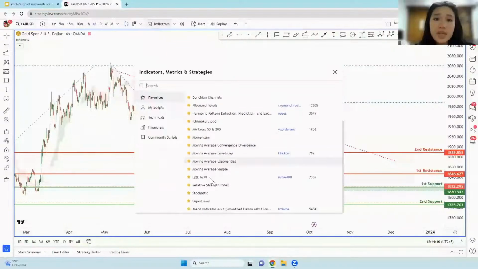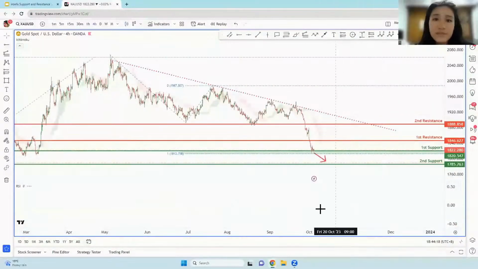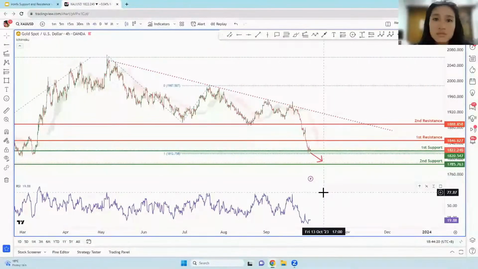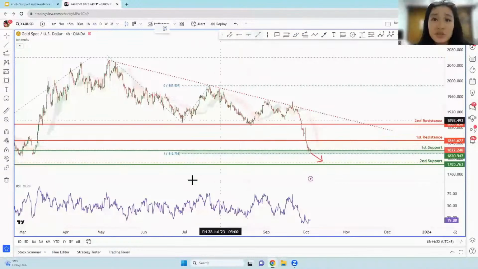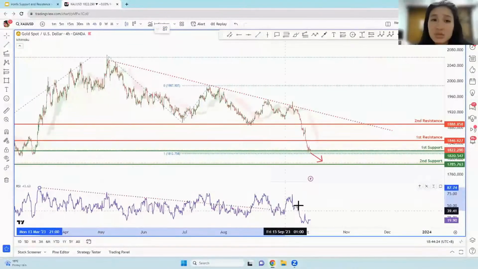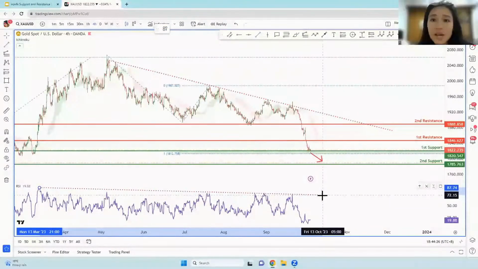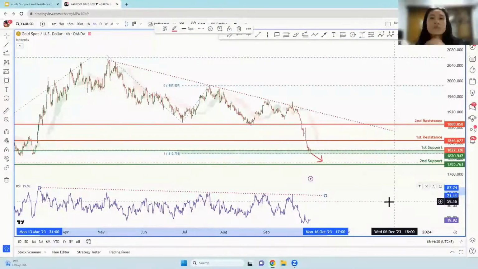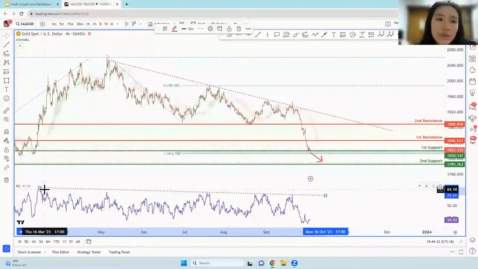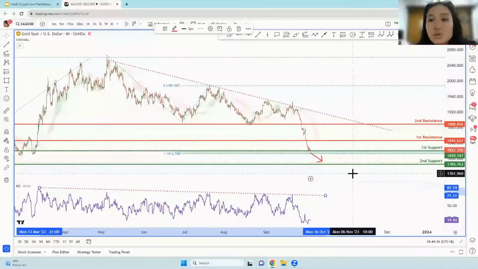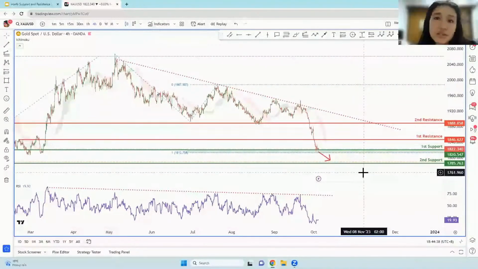Maybe we can use another indicator. Okay, let me know in the chat what indicators you guys like to use. Okay, I like to use these three. Okay, on our RSI, we're also seeing a decreasing trend line, so it's also supporting our bearish signal here.